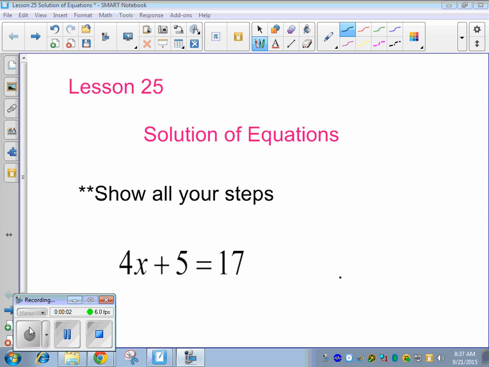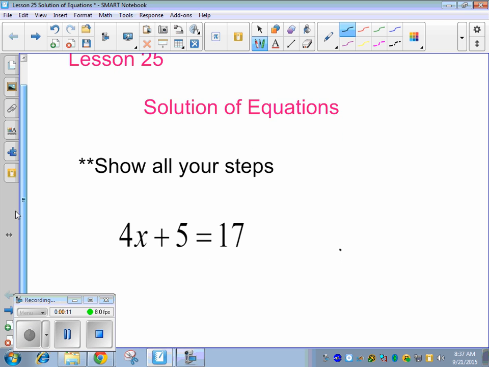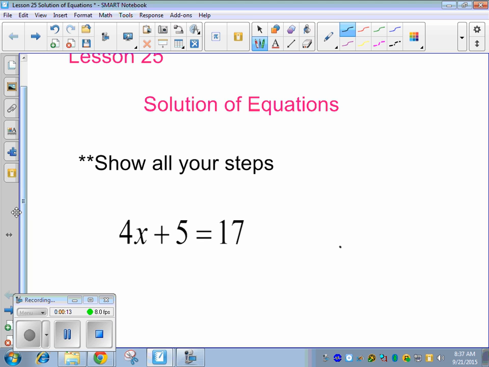In 2.5, we are going to start solving equations. We're going to put both things we learned the past few days together to solve equations where we have to do both things. So we're going to have to do some subtraction or addition, and then multiplication or division, depending on what kind of problem we're looking at. So go ahead and write this one down. 4x plus 5 equals 17.